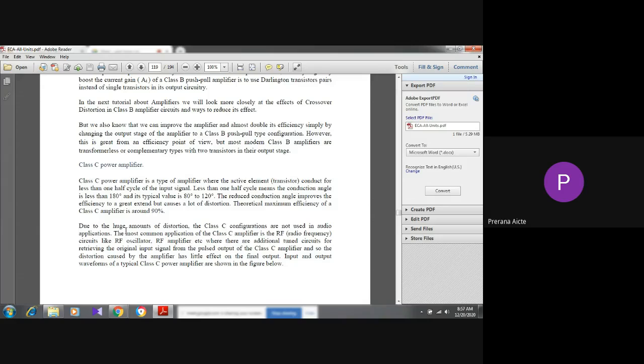The most common applications of class C are radio frequency circuits, RF oscillators, RF amplifiers, etc., where there are additional tuned circuits for retrieving the original input signal from the pulsed output of the class C. So the distortion caused by the amplifier has little effect on the final output. The input and output waveforms of a typical class C amplifier are shown in the figure.